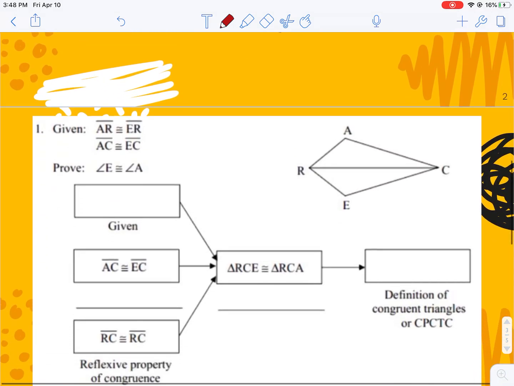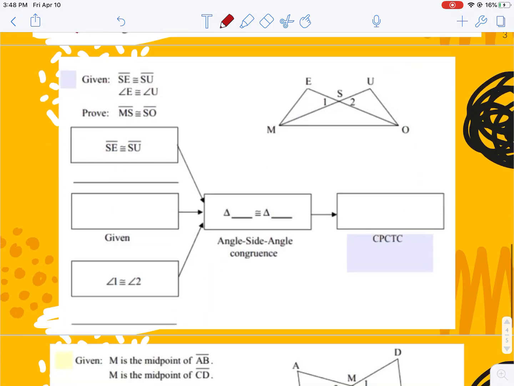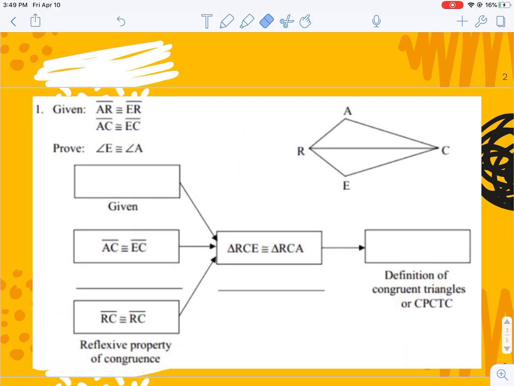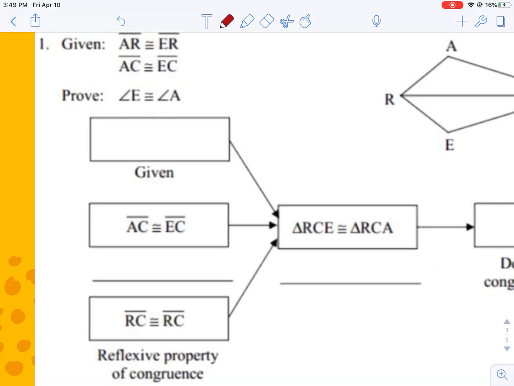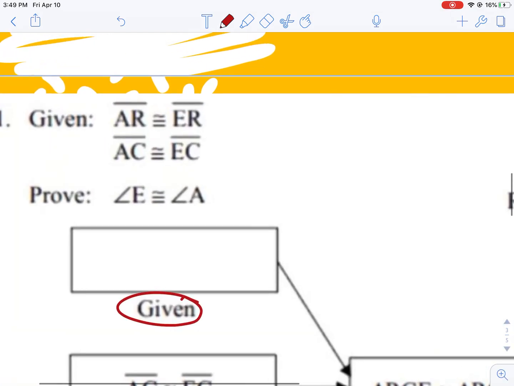We're going to do this with triangle proofs now. Okay, and you'll see some that go sideways, that go this direction, if I follow my little arrows. You will also, and I didn't give a good example of them, you'll also see them that go down. So you could start with like 3 boxes leading into 1 box kind of thing. When I look at this, I have 1 box that says given here. So I'm going to write my first given statement there. And the first thing I'm given is AR is congruent to ER.